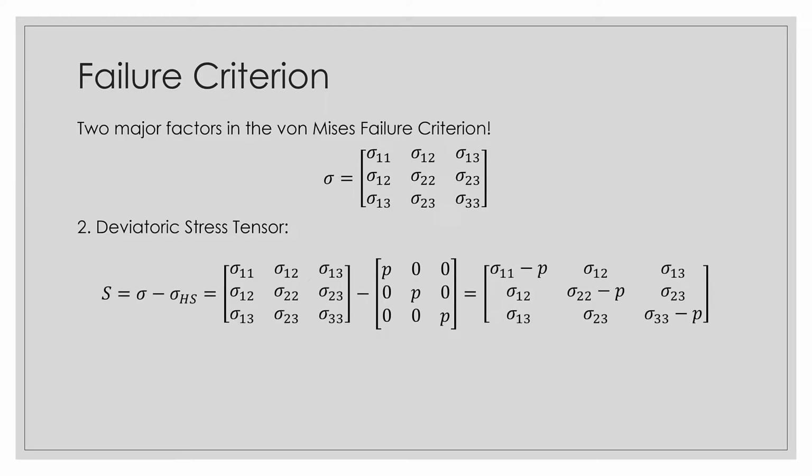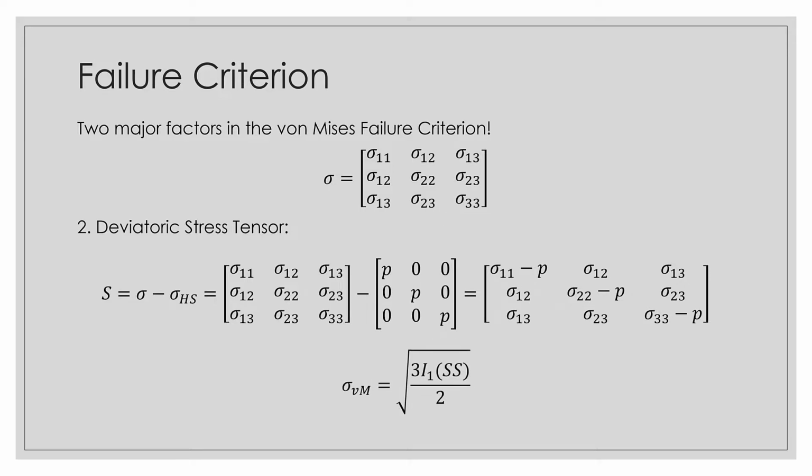So if we look at this one, what exactly is it? Well, it's our Cauchy stress matrix minus the hydrostatic stress matrix. If I have my Cauchy stress matrix, which is sigma 11, sigma 12, etc., all I have to do is subtract the hydrostatic stress tensor, which is just a diagonal row of P's, and in the end, I get this over here. Now, what's so special about this one?